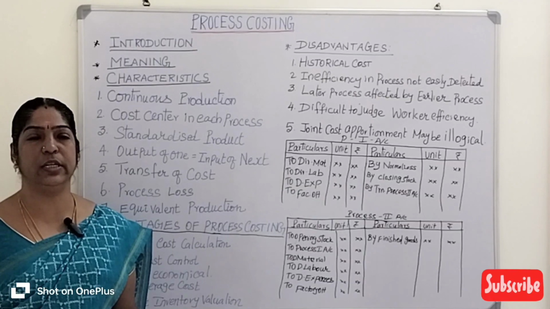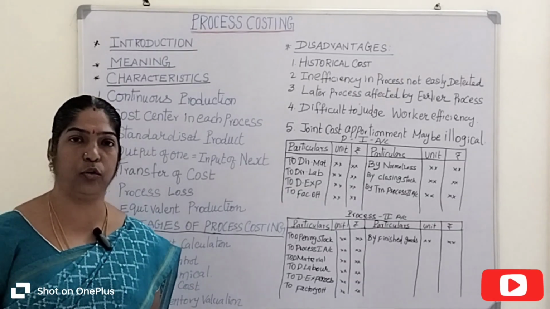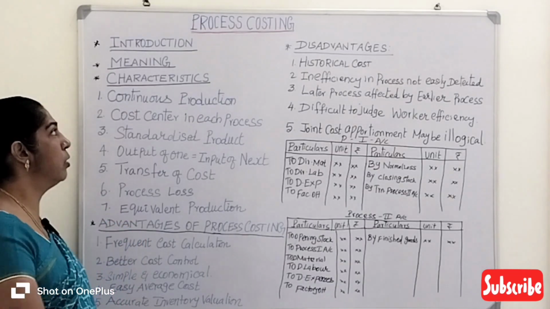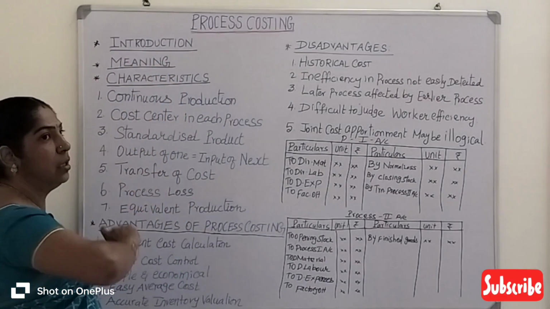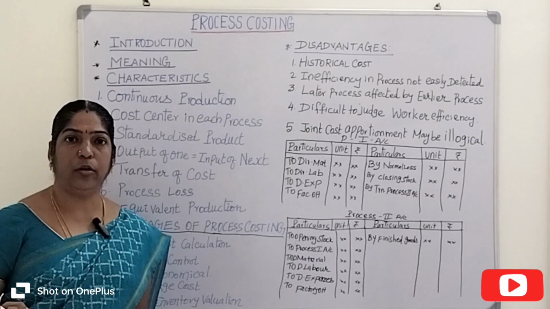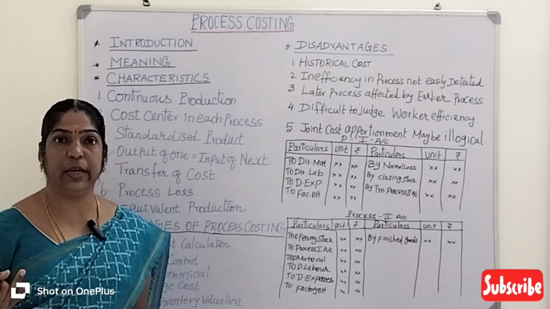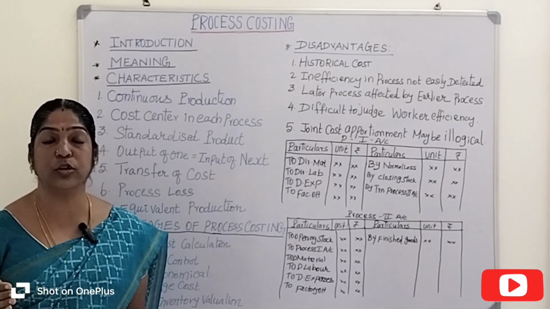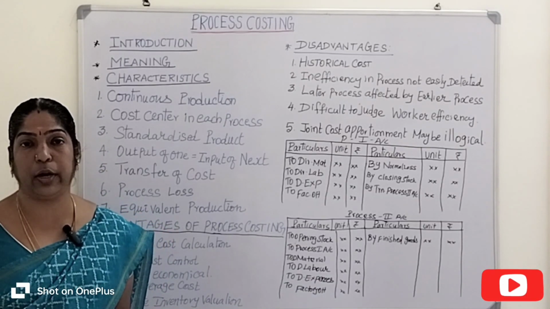Today we are going to discuss in detail about cost accounting 2. The topic is process costing. What is meant by cost accounting? Let's see the introduction. Cost accounting is nothing but recording, classifying and analyzing all the cost to find out how much cost is spent to produce a product.